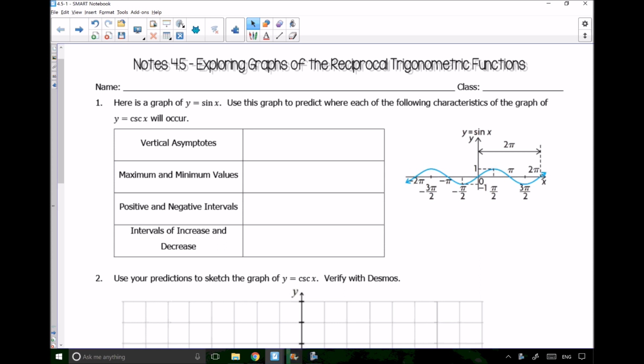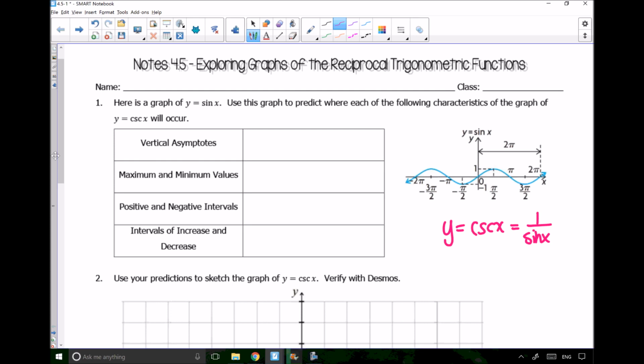So question number 1 says, here's a graph of y equals sine of x. Use this graph to predict where each of the following characteristics of the graph of y equals cosecant of x will occur. Well, before we do that, I want to actually do the graph of y equals cosecant of x, because we know how to graph reciprocal functions based on our original functions. And we know that cosecant of x is going to be 1 over sine of x.